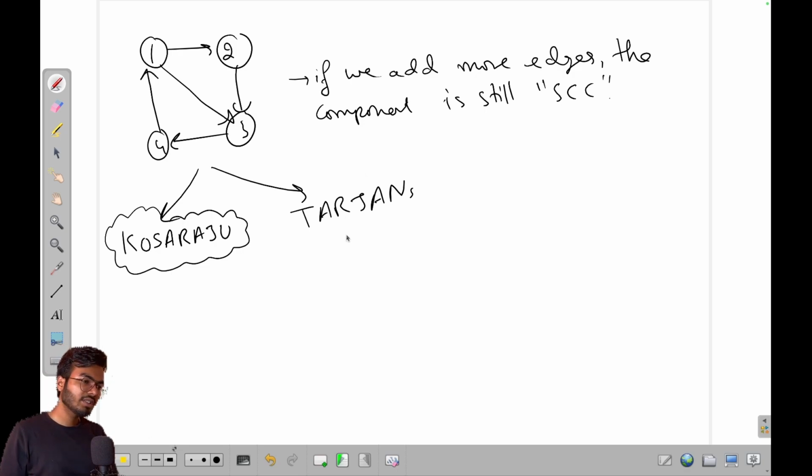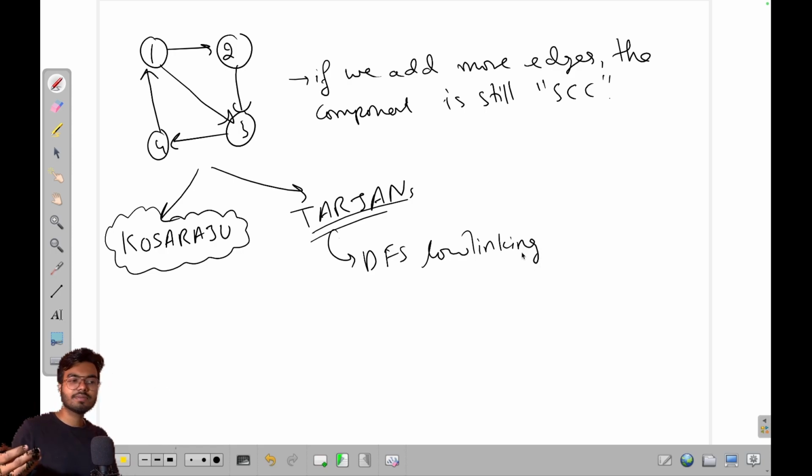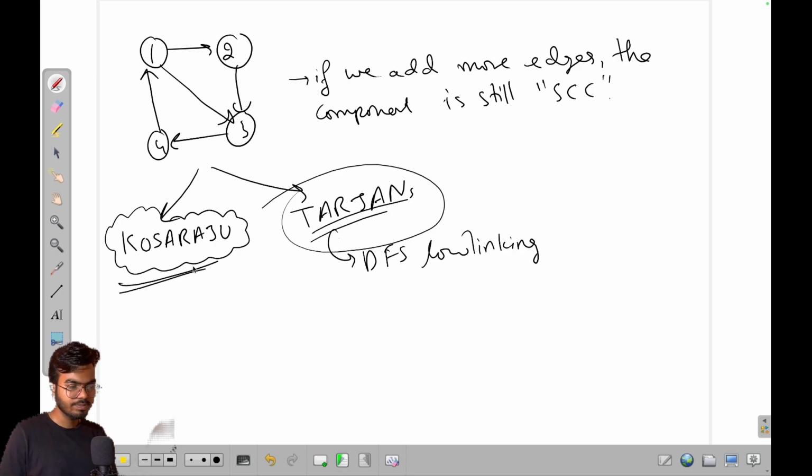But Tarjan's algorithm also uses the concept of DFS low linking, so it is not something that I have discussed in this playlist yet. I am planning to cover this in a later part of the playlist, so I will only focus on the Kosaraju algorithm for now. First we will see how the Kosaraju algorithm finds the strongly connected components, and I will give you a feel for how we are actually doing it.